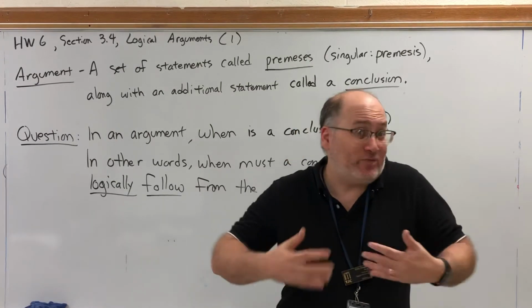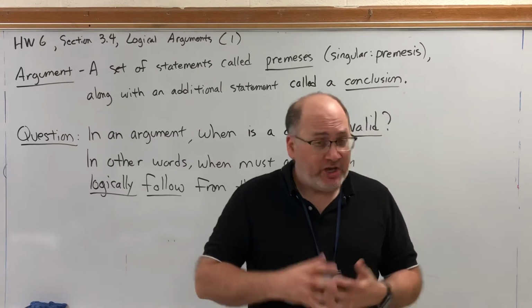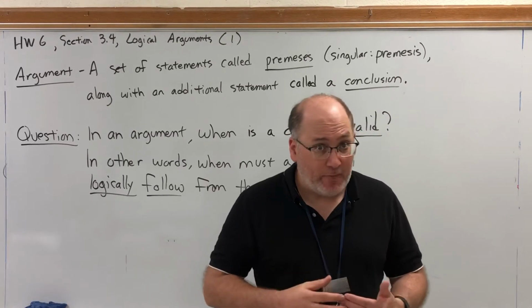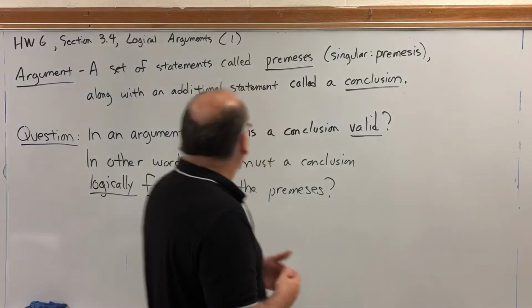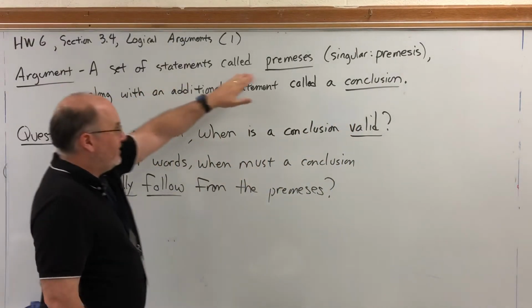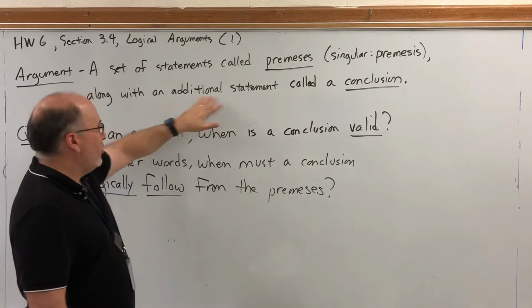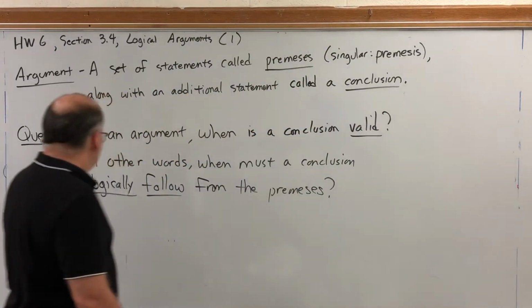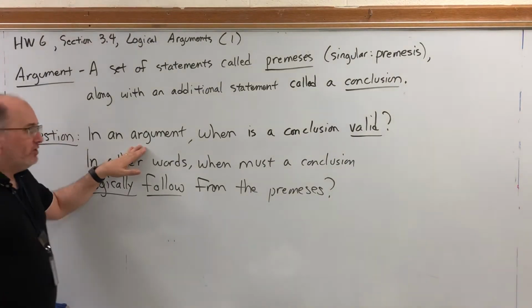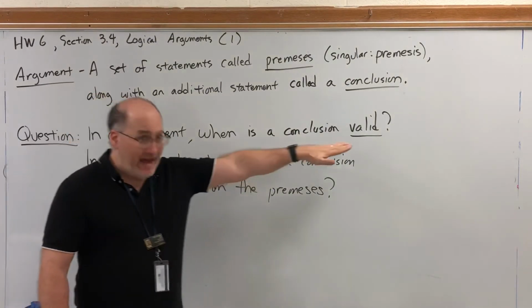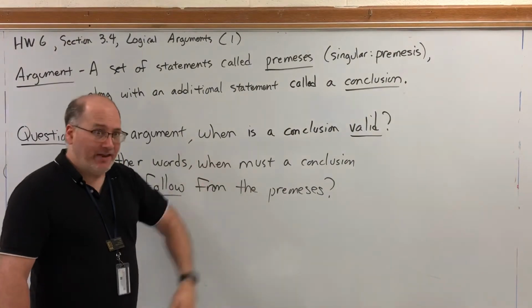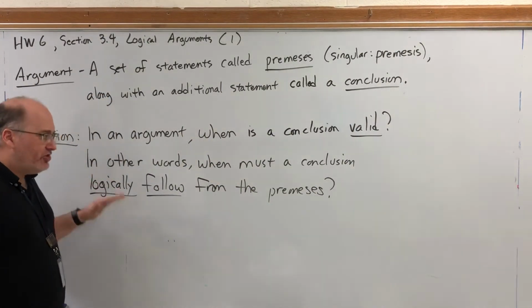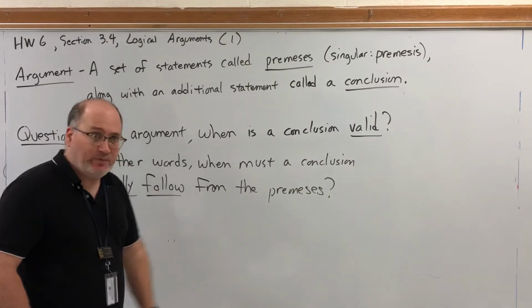Now, this isn't a subjective thing that we're discussing here. It's very objective and based on all of the rules and truth tables that we've set up in the previous sections. But that's an example of an argument. A set of statements called premises, along with an additional statement called a conclusion. Now, the big question we're going to try to answer is, in an argument, when is a conclusion valid as opposed to invalid? In other words, when must a conclusion logically follow from the premises?